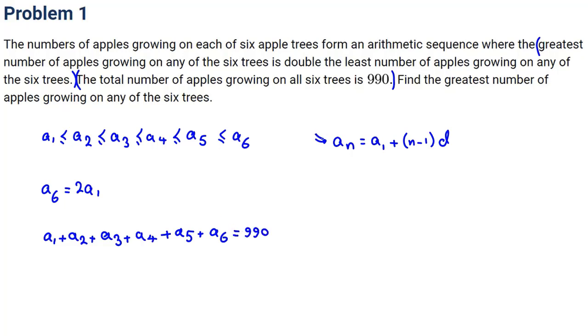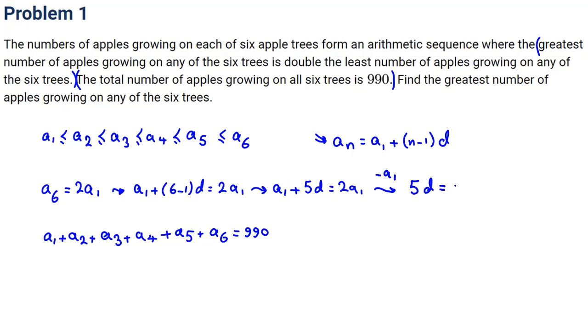Now I want to use this formula for the first one. a6 equals a1 plus (6 minus 1) times d, equal to 2a1. So we conclude a1 plus 5d equals 2a1. If we subtract a1 from both sides, we conclude 5d equals a1. It is our first equation.